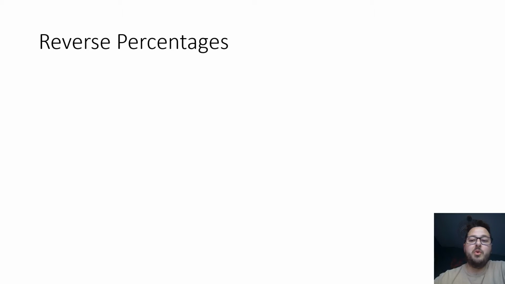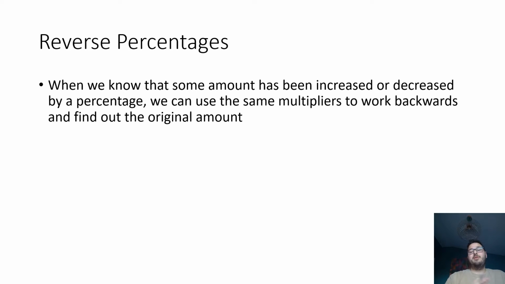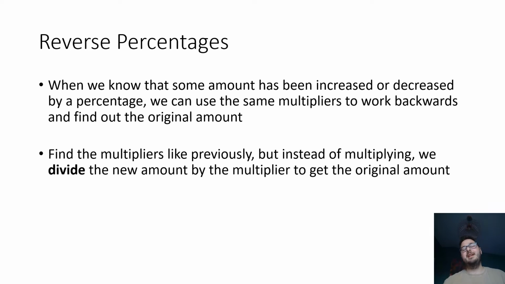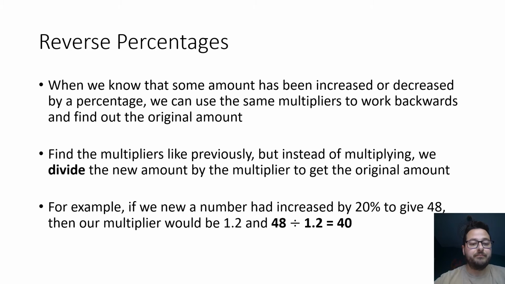So what we want to do is work backwards from that with reverse percentages. When we know that some amount has been increased or decreased by a percentage, we can use the same multipliers to work backwards and find out the original amount. Working out the multiplier is exactly the same, but instead of timesing it, because you've got your number, you divide the new amount by your multiplier, and that will give you the original amount. So for example, if a number had increased by 20% to give 48, our multiplier would still be 1.2, and we just divide. 48 divided by 1.2 gives you the 40 that we started with.